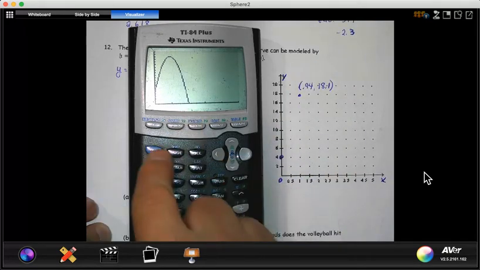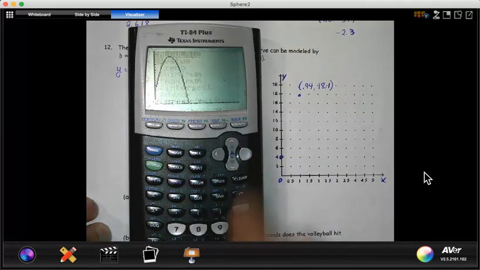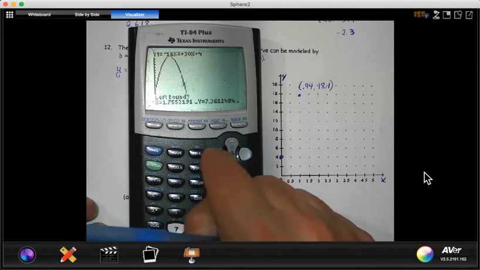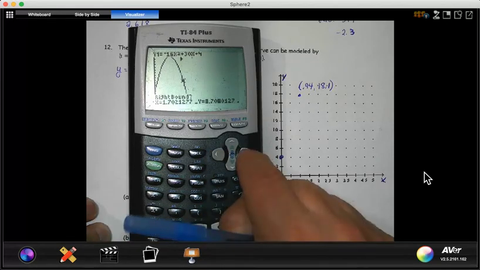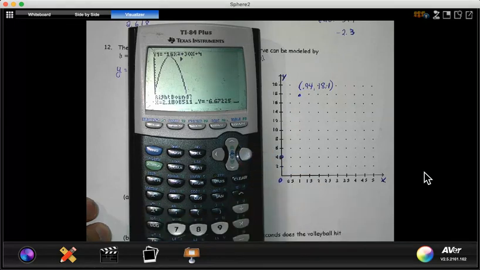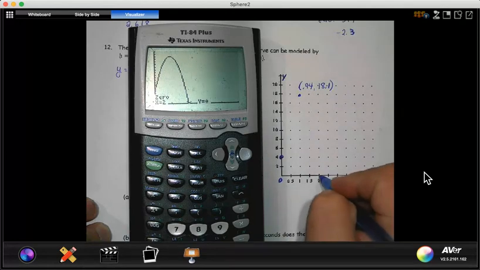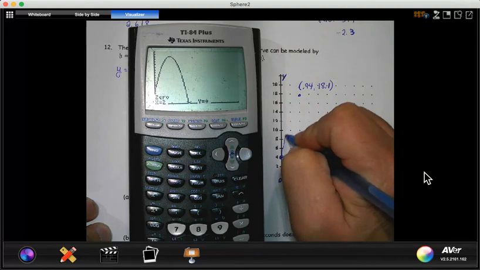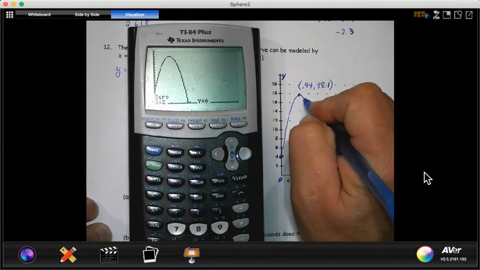And let's find the 0. Looks like it's close to 2, so second calculate the 0. I'm going to move my cursor to the left of it, or above it. Hit enter. Then I'm going to go off screen to make sure I'm to the right of it. Hit enter. 2. So there's my parabola.